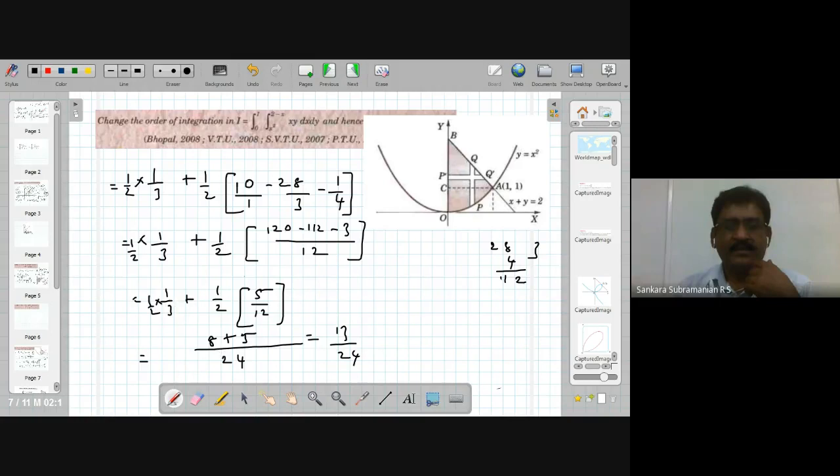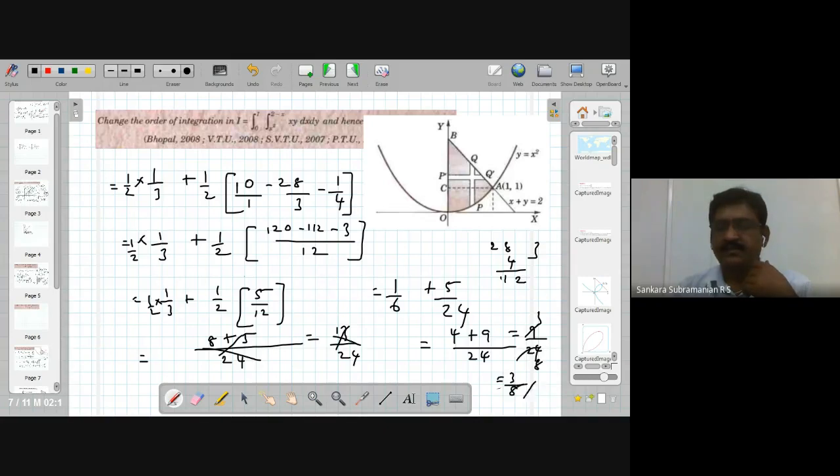Okay. So therefore you get 1 by 6 plus 5 by 24. You get 24 LCM. 6 4s are 24. You get 9 by 24. 3 by 8 is the answer. Thank you. So இந்த இடத்துல ஒரு 1 by 2 நம்ம கேரி அவுட் பண்ணாம இருந்திருக்கிறோம்.